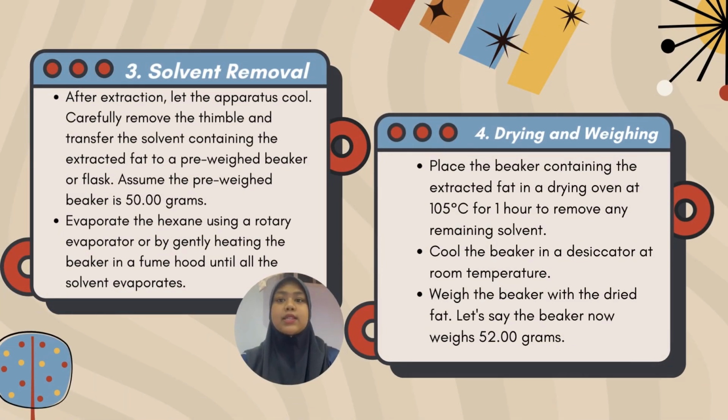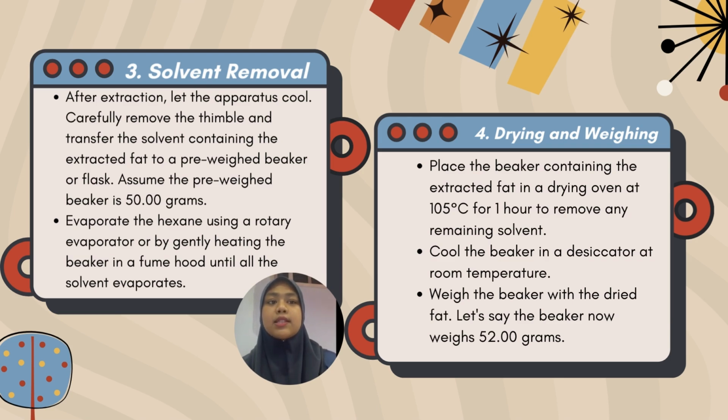The third one is solvent removal. After extraction, let the apparatus cool. Carefully remove the thimble and transfer the solvent containing the extracted fat to a pre-weighed beaker or flask. Assume the pre-weighed beaker is 50 grams. Evaporate the hexane using a rotary evaporator or by gently heating the beaker in a fume hood until all the solvent evaporates. So after the solvent removal, we continue to the next step.